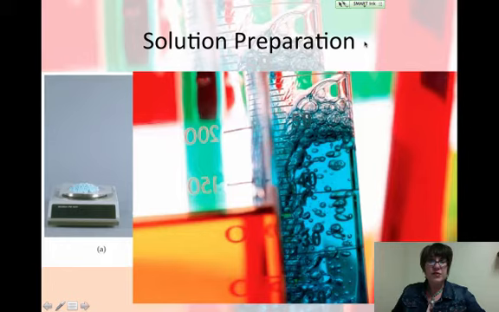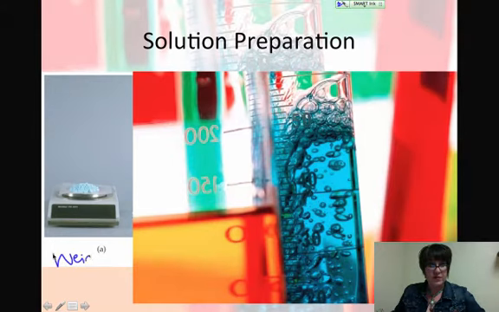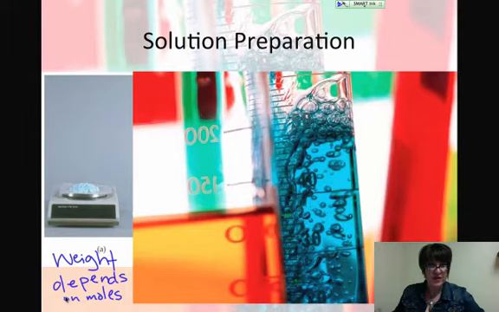This is one of the important steps that we'll use when we deal with solution preparation. One of the things that we'll need to be able to do is to create a solution to the specified molarity. So the first thing you have to do is weigh out the grams of your substance. How many grams? Well, that depends on how many moles. So the weight depends on how many moles you want. Use your molar mass for that.